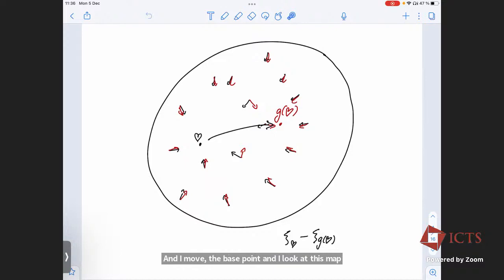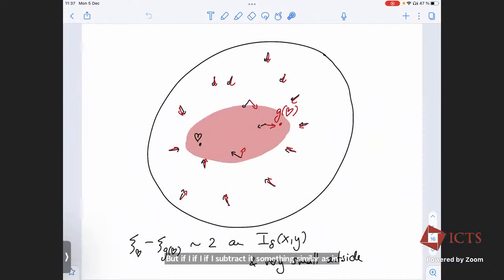The map that points towards the base point is definitely not summable of any kind. But if I subtract it, something similar to the tree will happen. Basically, if you're on this delta interval, or on an interval not too far from it, here is the interval, it's uniquely geodesic. So if you're not too far from the interval, at this point the two pointing vectors will differ by almost two, because the pointing will be different. But because of thin triangles, when you go far enough, your vectors are almost the same.